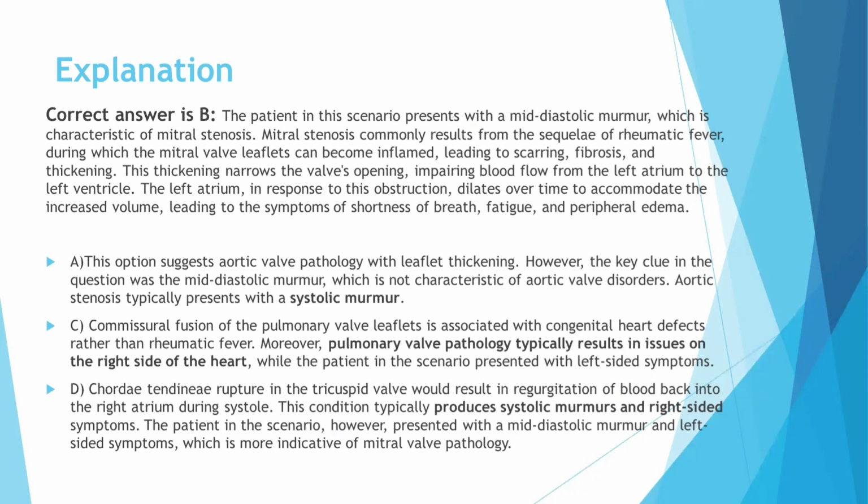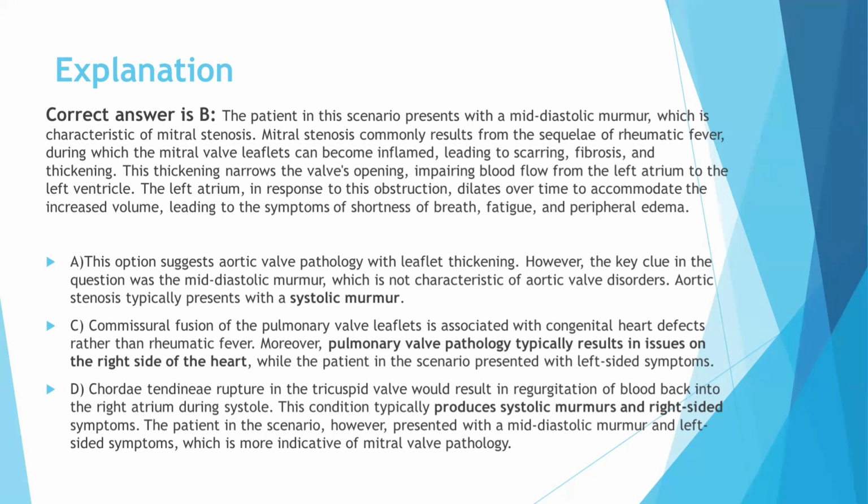Again, if the blood cannot pass from the left atrium towards the left ventricle, there is an increase in the left atrium pressure. If the blood passes from the left ventricle towards the left atrium abnormally, it will also increase the left atrium pressure. Ultimately, both pathologies lead to an increase in the left atrium pressure. In response to this, the left atrium will dilate over time to accommodate the increased volume, which leads to the symptoms of shortness of breath, fatigue, and peripheral edema. So I think now that everything I told actually makes sense.